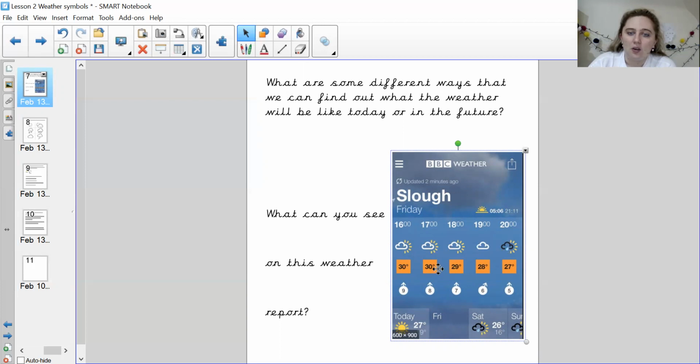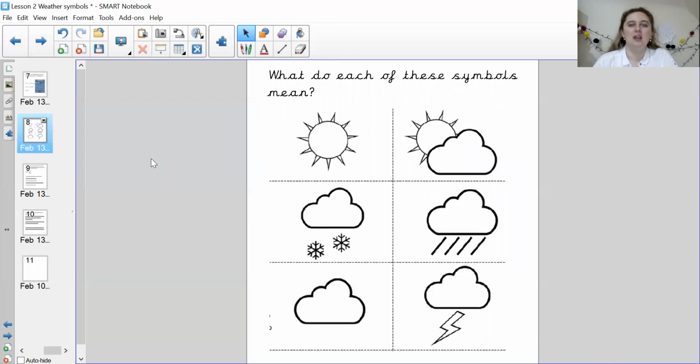Now these orange boxes are the temperature that it's going to be at that time as well, and these are the wind speed, so they can predict all sorts of different things about future weather. Okay, now let's learn about the different types of symbols and what they mean.